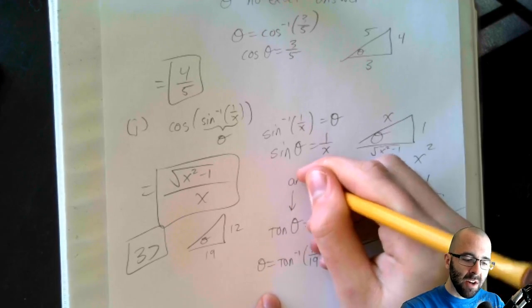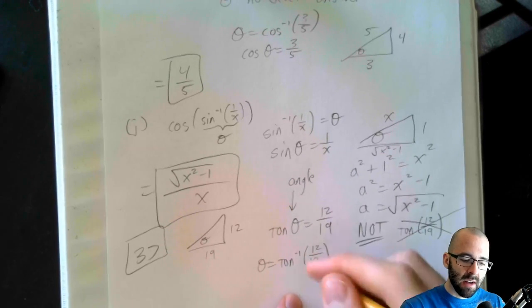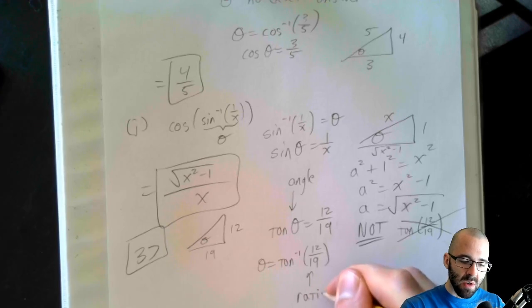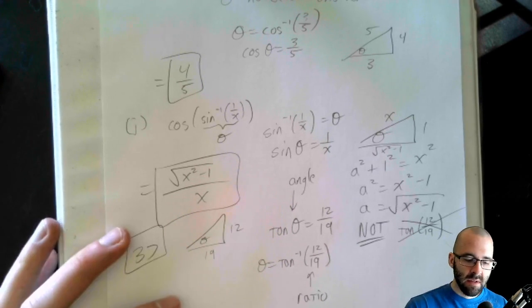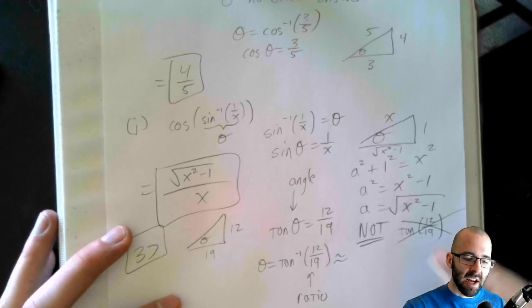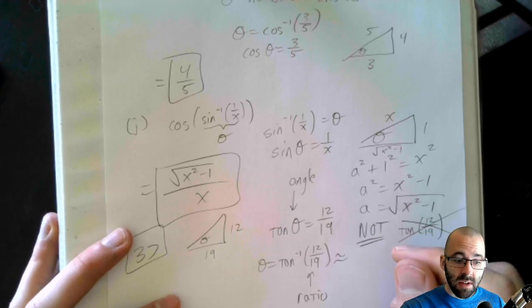There should always be an angle on the inside of trig. There should always be a ratio on the inside of an inverse function. Okay, and then again, you just type that into your calculator and watch out.